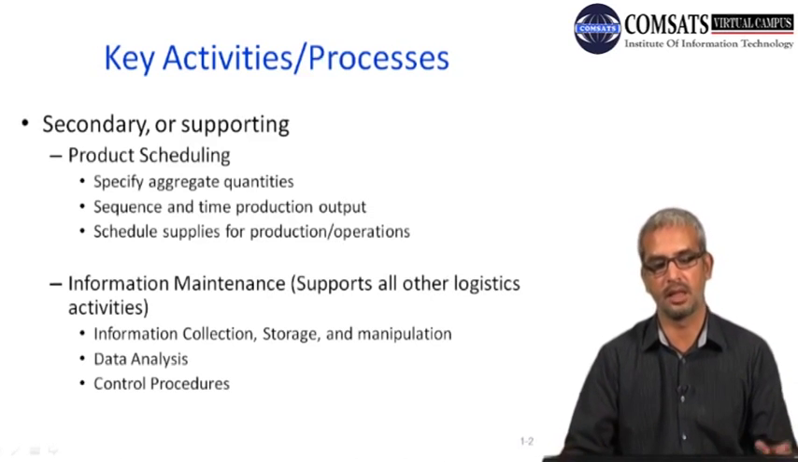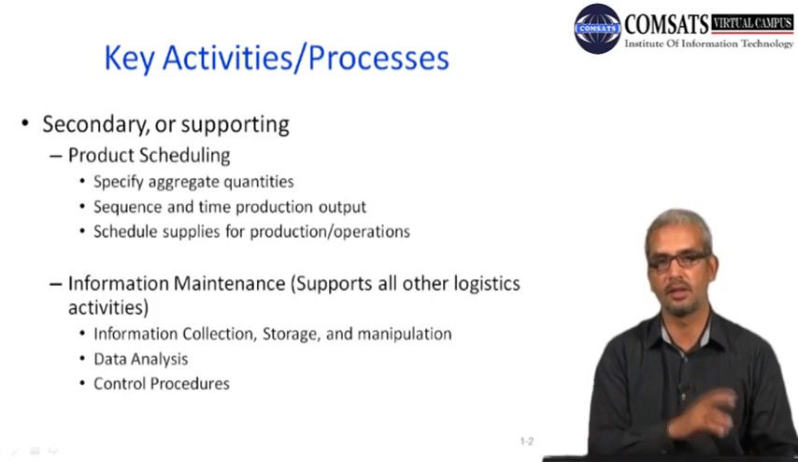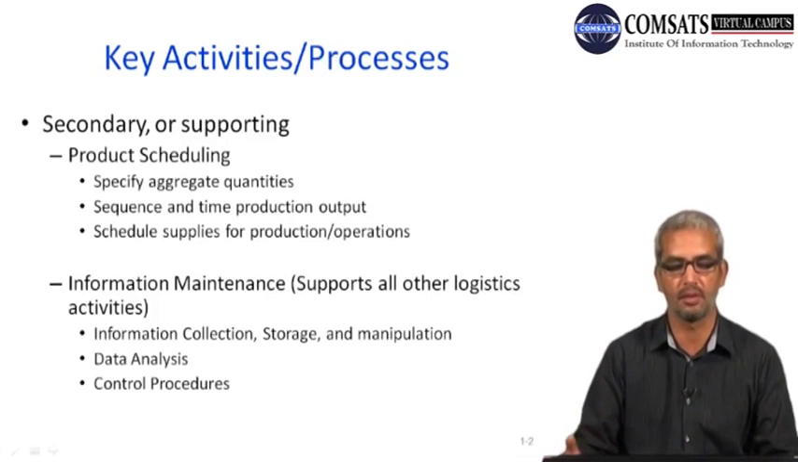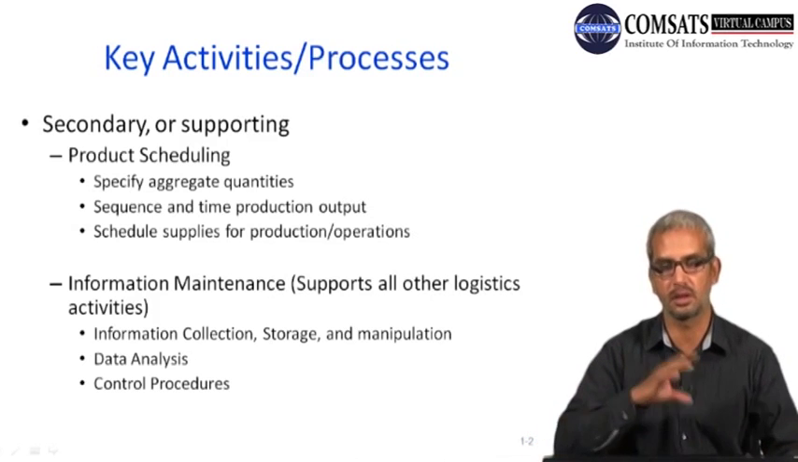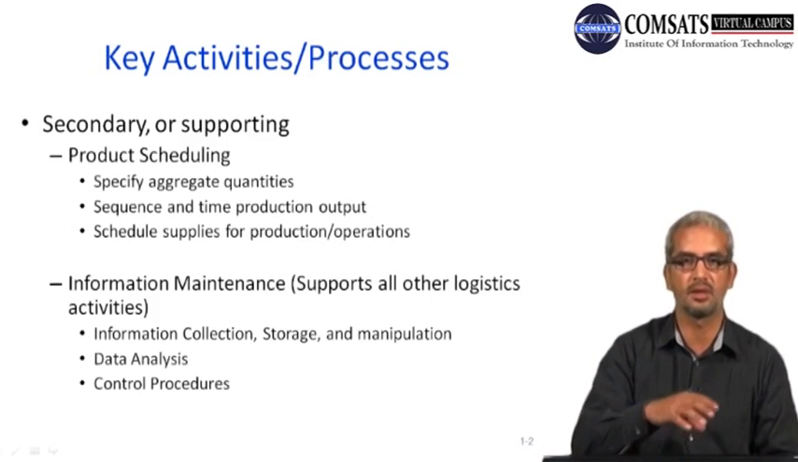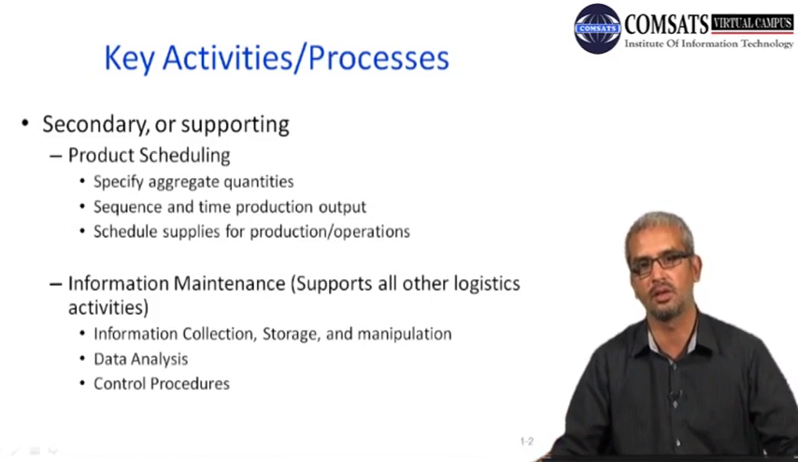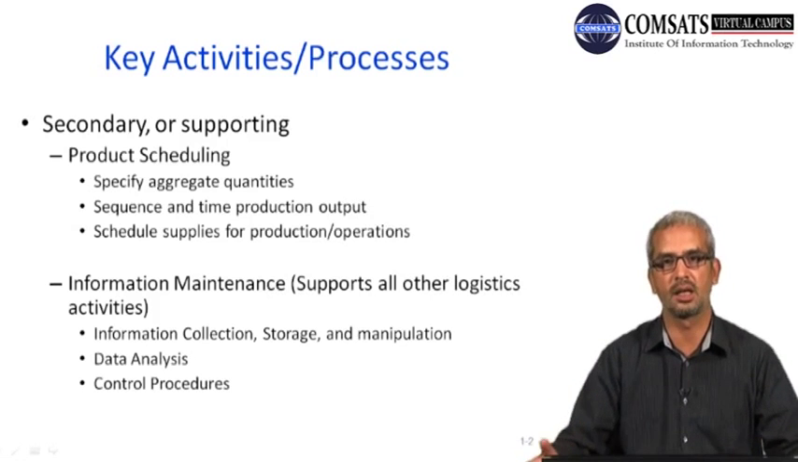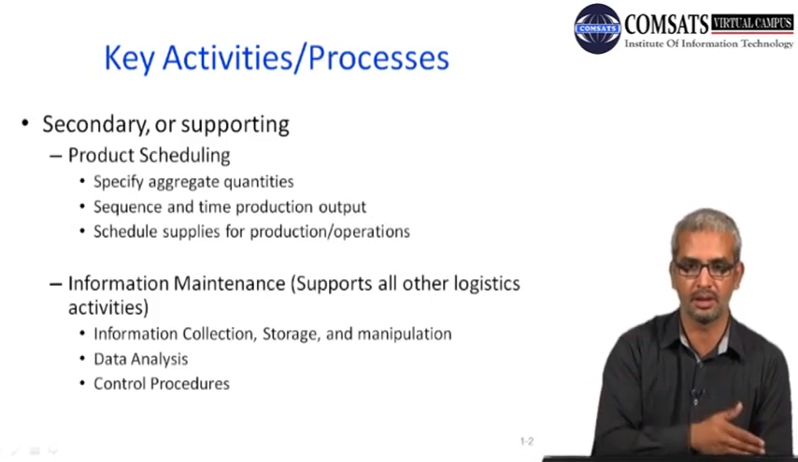So product scheduling actually defines specific aggregate quantities that are to be produced and supplied, sequence and time of production output, that in what sequence the output is to be produced and within what time frame it is to be produced, and schedule supplies of production and operation. So the whole product scheduling process goes on from the scheduling of supply of raw material to the production process, as well as to the output that is to be produced. So it depends on when the raw material is available and what is the date of the delivery of the product.